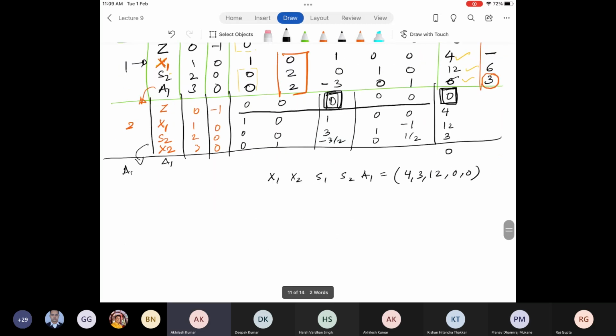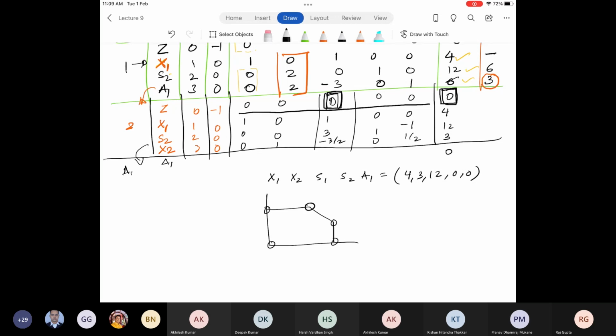Let's look graphically at what has happened. 0, 0, 4, 0, 0, 6, 4, 3 and 2, 6. And this was your feasible region. Sorry, this color is not good. This is your feasible region.